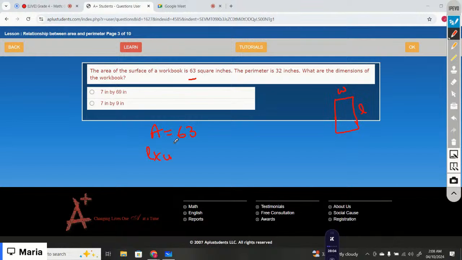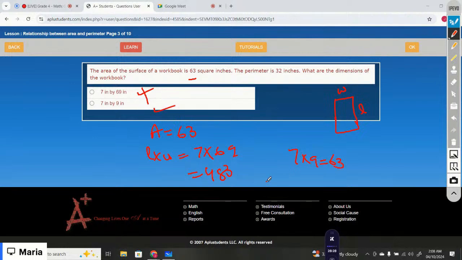length times width, right? Start with the first one. See if 7 times 6 makes 63. No, 7 times 9 is 63. 7 times 6 is 42. So this isn't the correct option, right? Check with the second one. That is 7 times 9. So yes, 7 times 9 makes 63. So option number 2 is the correct option.